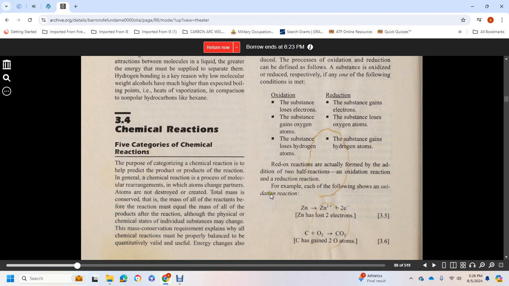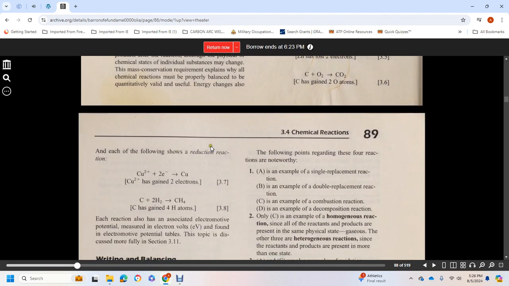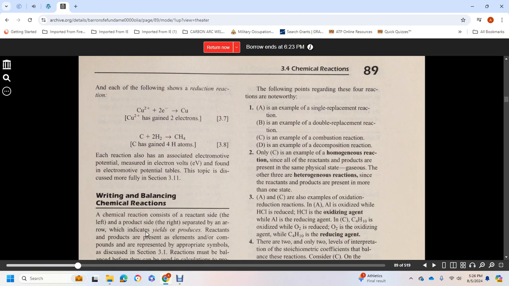For example, each of the following shows oxidation. Zinc results in Zn2+ plus 2 electrons, a loss of 2 electrons. Carbon plus oxygen: carbon has gained 2 oxygen atoms. Each of the following shows reduction. Copper 2+ has gained 2 electrons to become copper. Carbon plus 2 hydrogen molecules: carbon has gained 4 hydrogen atoms. Each reaction also has an associated electromotive potential, measured in volts and found in an electromotive potential table. The topic is discussed more fully in section 3.11.